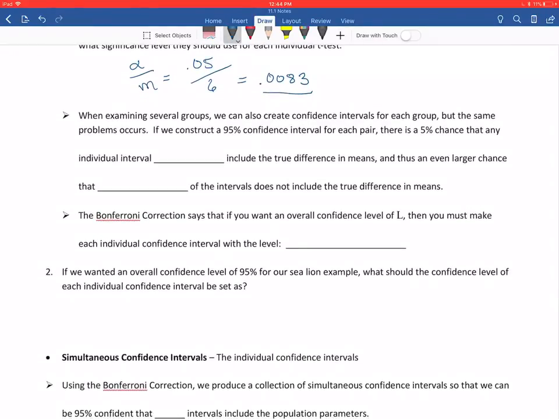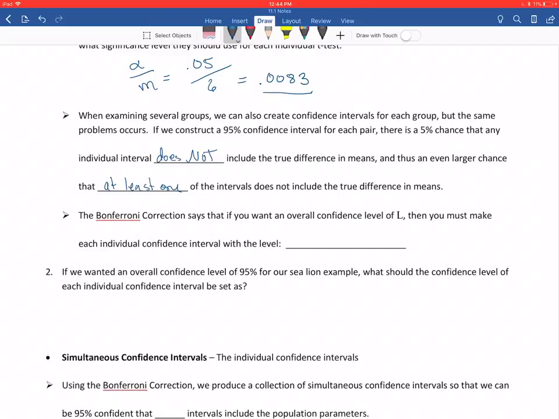Now, when we're examining several groups, we can also create confidence intervals for each group, but the same problem occurs. If we construct a 95% confidence interval for each pair, then there's a 5% chance that any individual interval does not include the true difference in the means. And thus there's an even larger chance that at least one of the intervals does not include the true difference of the means. So you run into the same problem when you try to do confidence intervals.